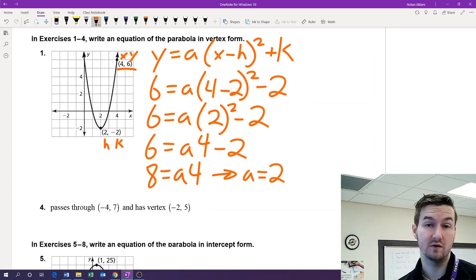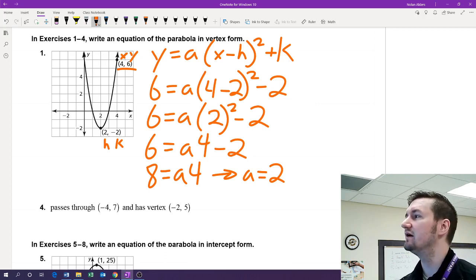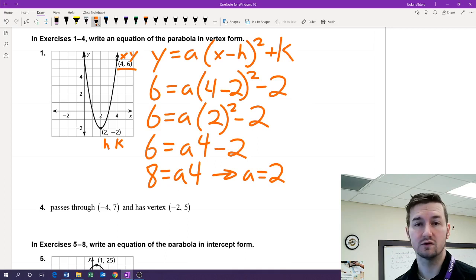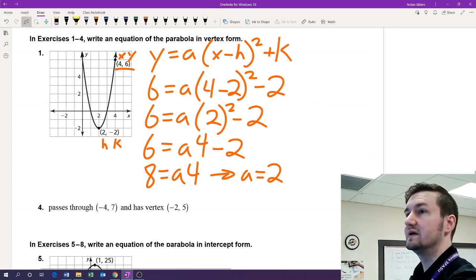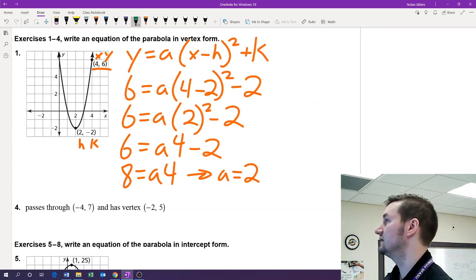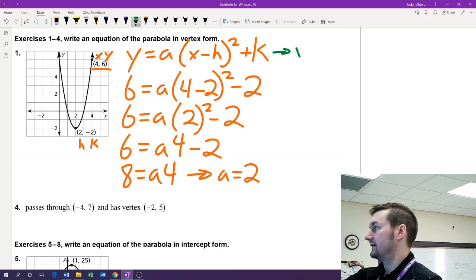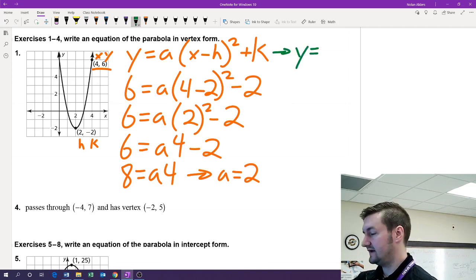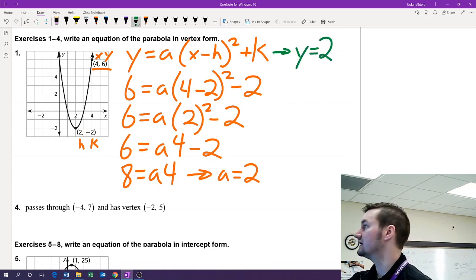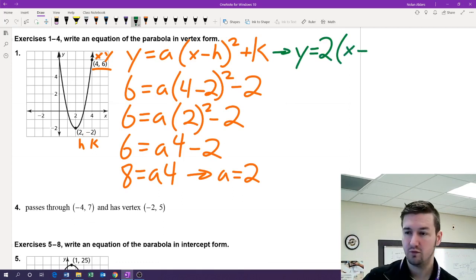Now when you write these equations, you want to keep x and y as x and y, but everything else in that original equation we're going to replace with what we know it to be. So if we write this equation out, y is just y. a we now know is 2. x is just x. h we know from before was 2.